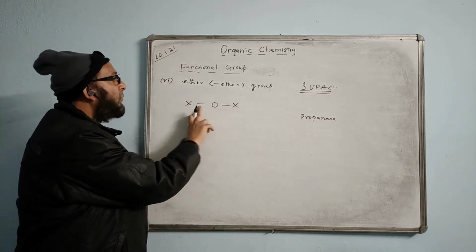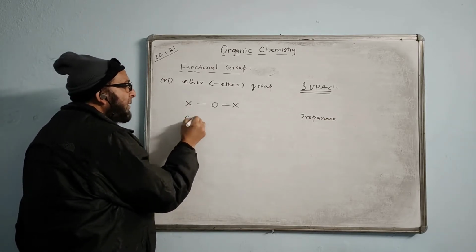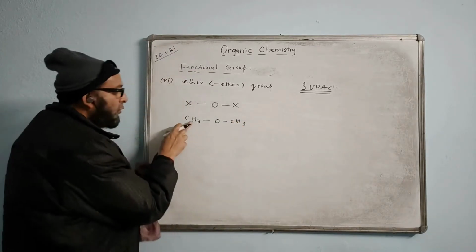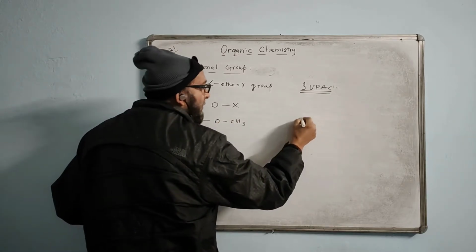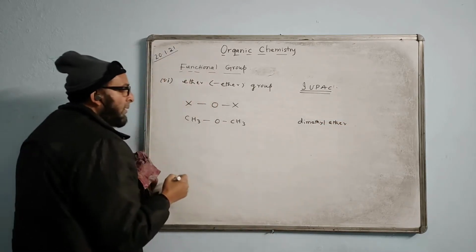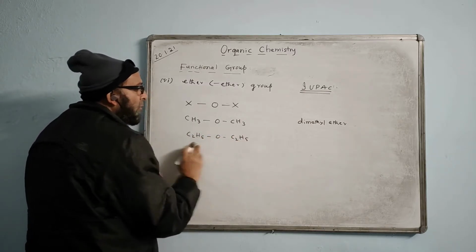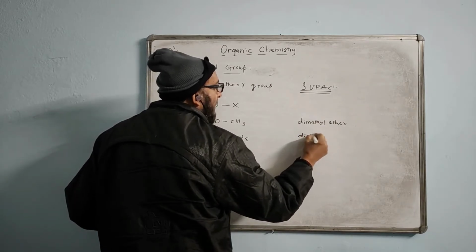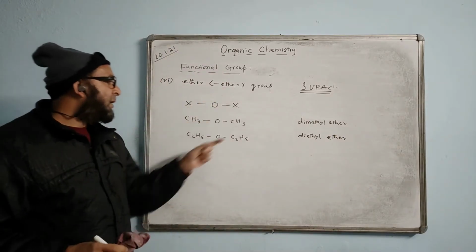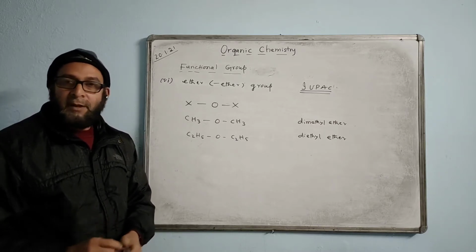This side oxygen bonding is to 1 here, 1 here, 2 bonds. Now I will be putting the values: X value CH3 here, here also CH3. There are 2, this is methyl, this is also methyl. We call it dimethyl ether. And one more member you should know, C2H5 O C2H5. This is called diethyl ether. IUPAC name and common name are the same here.